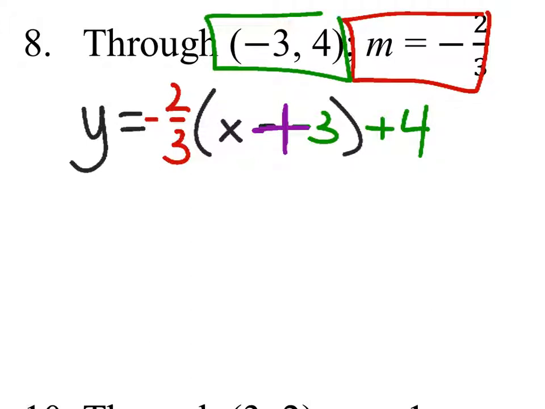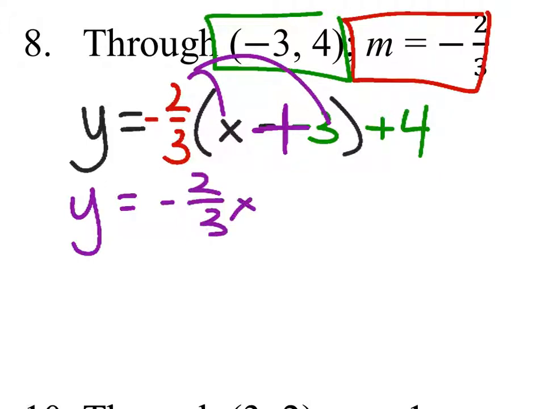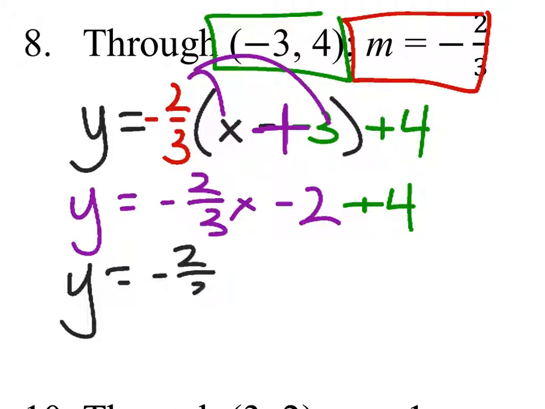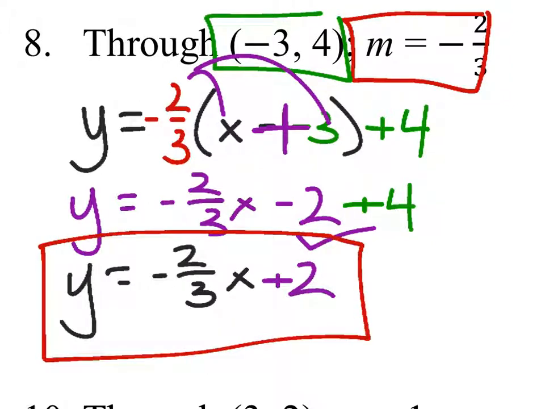All right, now what we're going to do is distribute this negative 2/3 in. It's only two steps from point-slope form to get the slope-intercept form. Distribute, that's the first step, so now I've got y equals negative 2/3 times x is negative 2/3 x. Negative 2/3 times 3 is a negative 2. And then, of course, we've got this plus 4 out here. Well, now all I've got to do is combine like terms. So I've got y equals negative 2/3 x, and I combine negative 2 and 4 to get a positive 2. I'm so smart. I just made an invention.